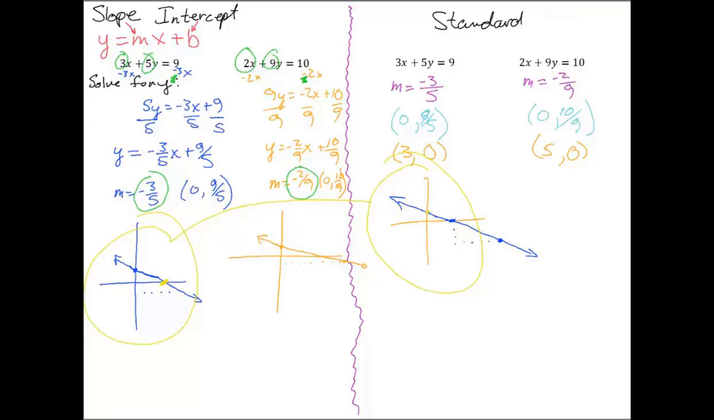See the next one. If we were to graph, instead of 0, 10 ninths, if we graph 5, 0, and then had negative 2 ninths, I'm going to run off the screen. I think I'll go up 2, and then backwards 9. 4, 5, 6, 7, 8, 9. Good. And there we have it. Same line as what we had before. This right out here is 0, 5. Let's try a couple more.